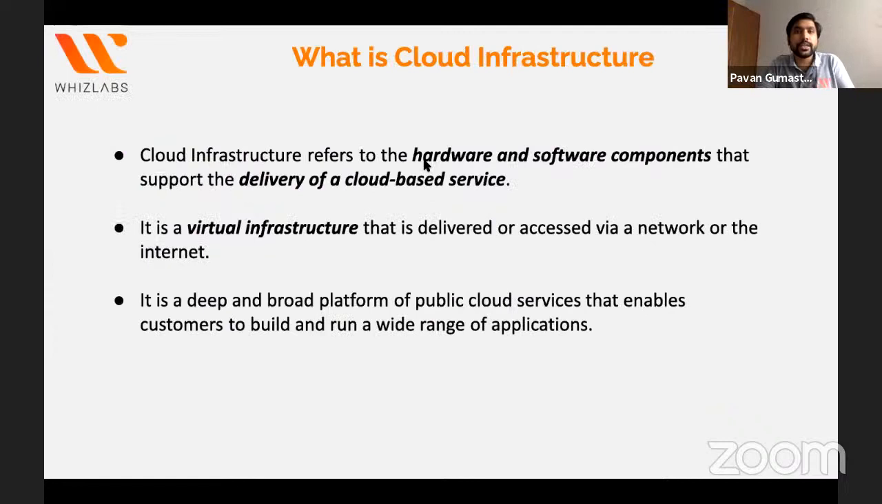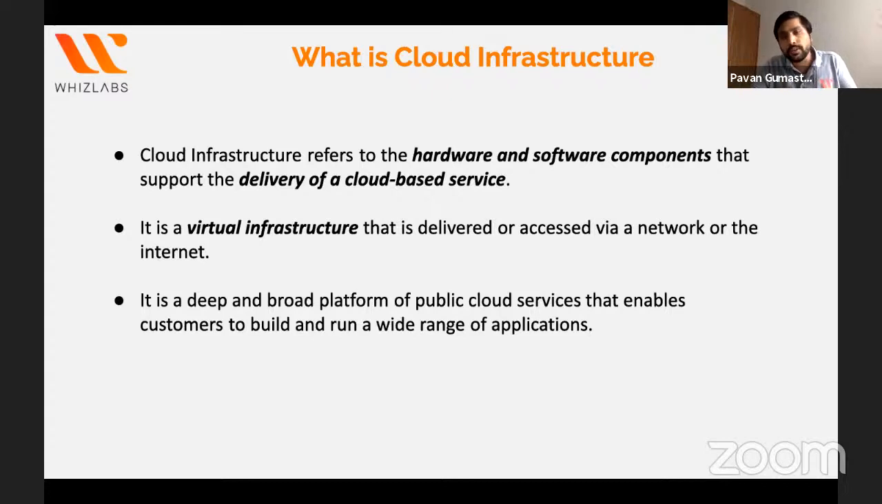Let's try to understand what exactly a cloud infrastructure is. Cloud infrastructure refers to the hardware and software components that support the delivery of a cloud-based service. When we talk about cloud infrastructure, we have to understand how it was before and how it is now. Previously, we used to have a server room, a server team and an operations team, which handled all the infrastructure-related things. As a developer, you had to write the code and deploy it on the server provided by the server team, and the server team used to manage all the patches, the OS, and everything.